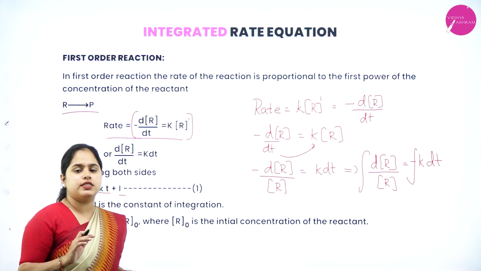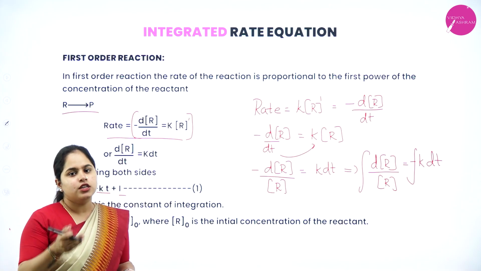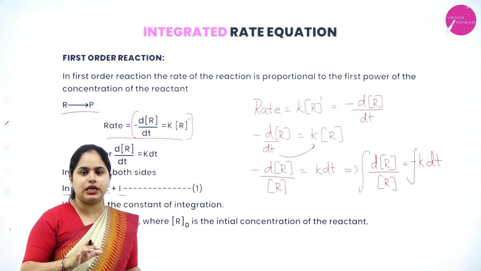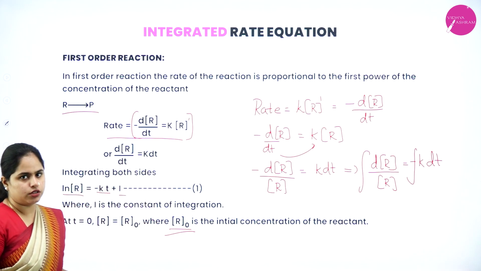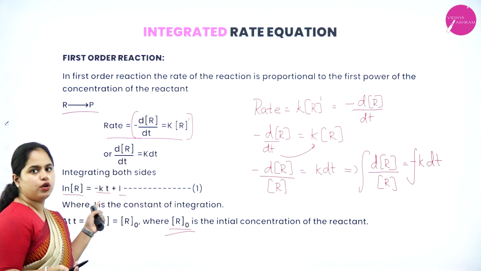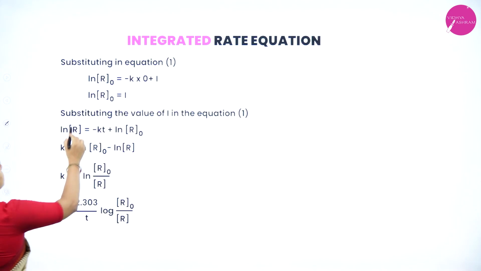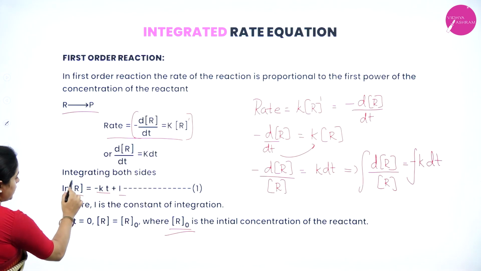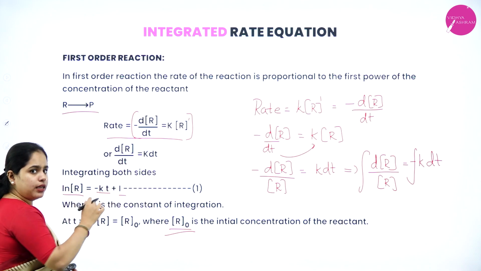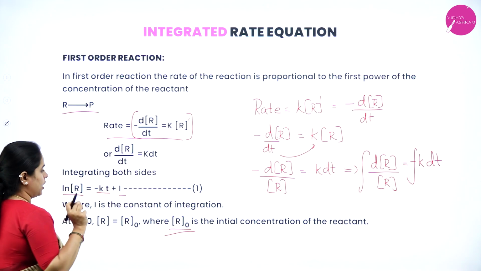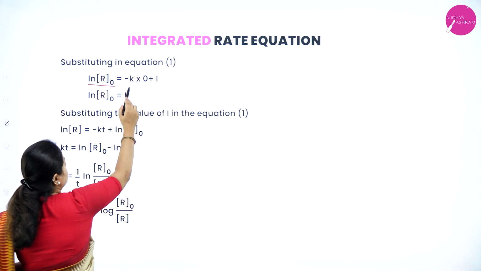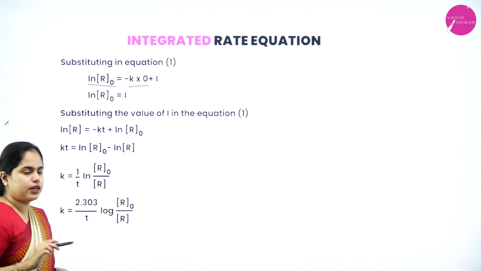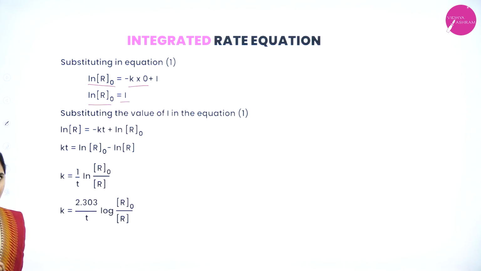Now again we are going to consider time equal to 0. So at time t equal to 0, that is initially, what will be the value of R? R will be equal to R0 again, which is the initial concentration. Now we are going to substitute that value into the first equation. So ln R becomes ln R0, which is equal to minus K t plus I. Now this t will be 0, right? For time t equal to 0 we are calculating. So the equation becomes ln R0 is equal to minus K into 0 plus I. So this term becomes 0, and our constant of integration I will now be equal to ln R0, right?